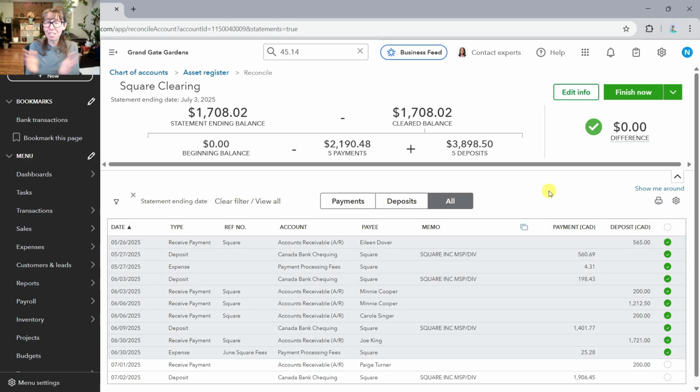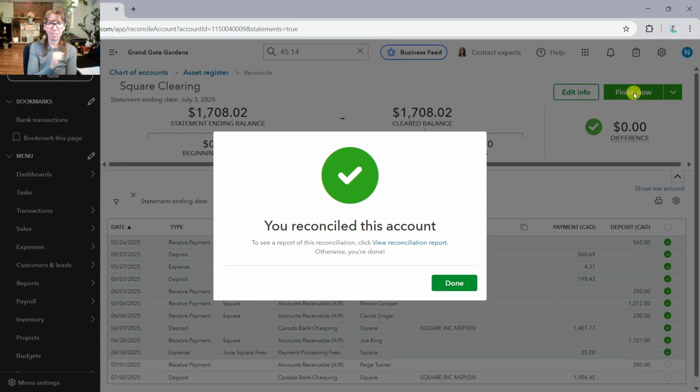So there are many different ways to deal with Square clearing accounts. Every single one is going to be different. I didn't go into all of the ways, but I did just address a couple of them and how I handle those different scenarios. And hopefully that's enough information to push you off into the payment processing world to be able to solve the problems that come your way. Let's go ahead and hit finish now.